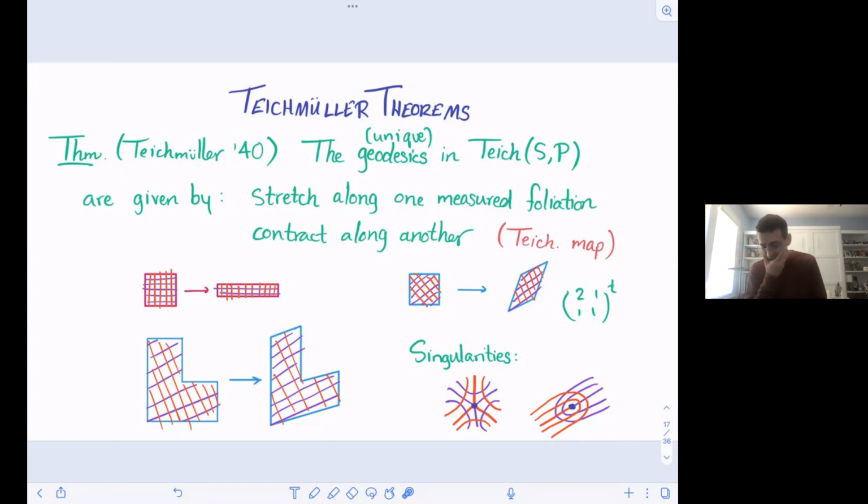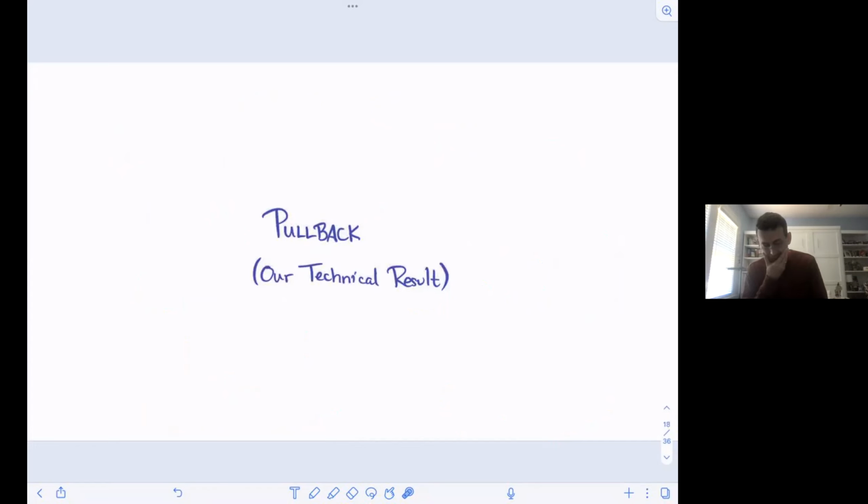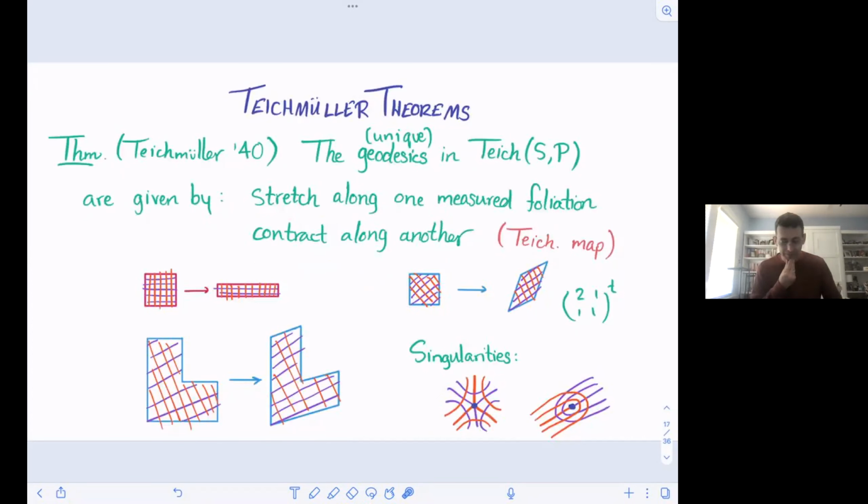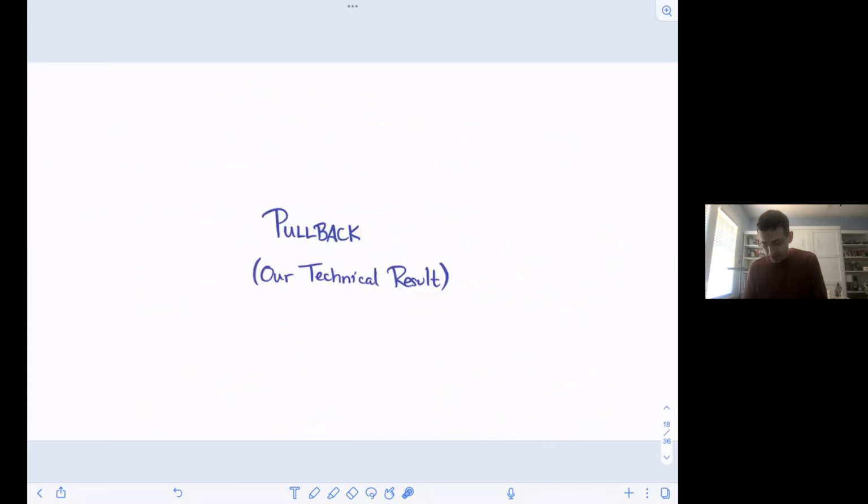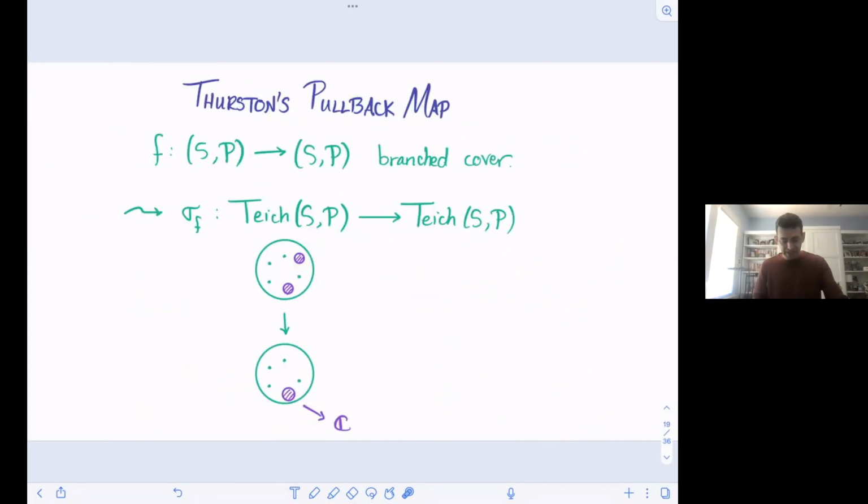All right, so I'm at a point where I can state what we did. I want to make another point that maybe I was confused about when I first learned this. In these Teichmüller geodesics, the singularities stay fixed, right? Yes, that is correct. So the stretching and contracting is all going along with the leaves, but the singularities stay where they are. That's correct. Okay, so now I'll be able to state what we did and how it helps prove the Uber theorem.